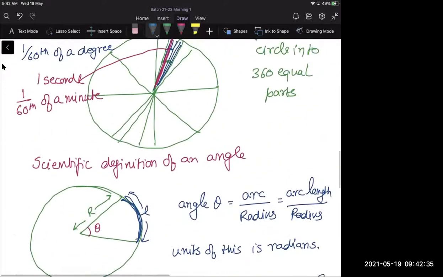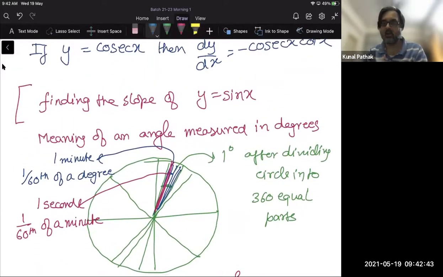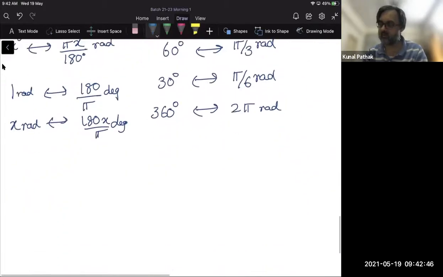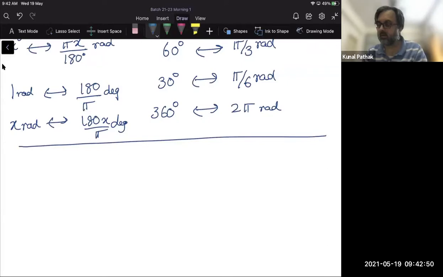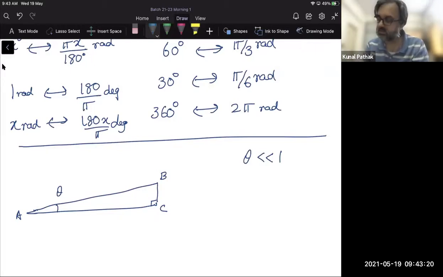From degrees to radians. So this is the scientific definition of an angle, and this is what we'll be using, and slowly we'll be going into this. Okay. Next, I want you to imagine a right angle triangle with an angle theta, where theta is very, very small. Let me name the vertices of this right angle triangle as ABC. If theta is extremely tiny, what can you tell me about the relationship between AB and AC?